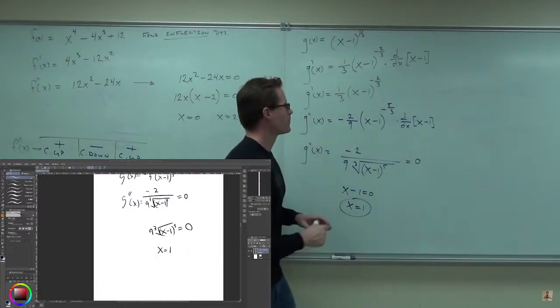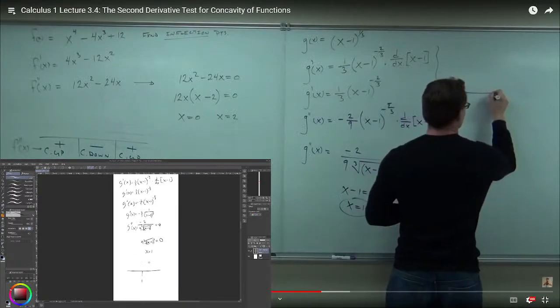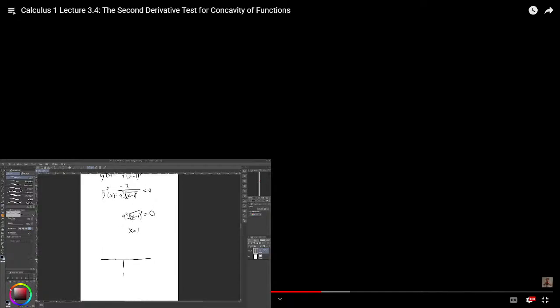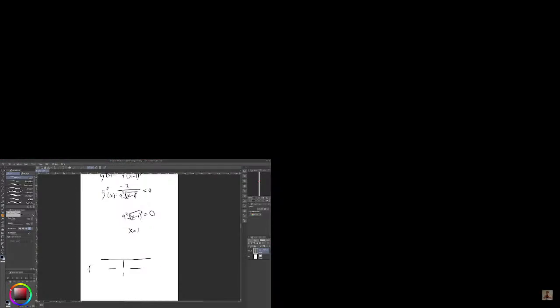Maybe. Let's make our table up. There's only one number, x equals 1. That means there's only 2 intervals to check. We can check 0 for one of them. I would probably check 2. That's a nice number. Where are we going to check it? In the original function, first derivative, or second derivative? The second derivative. That'll give us concavity. So let's all try that.